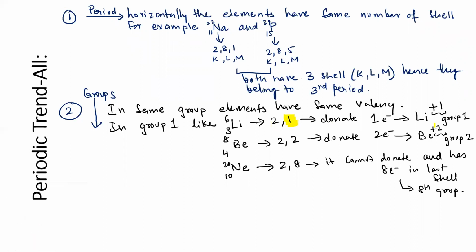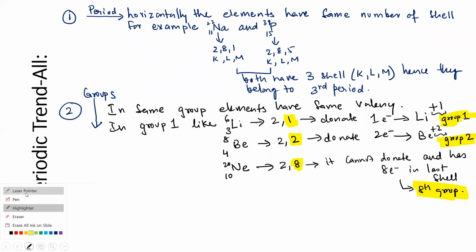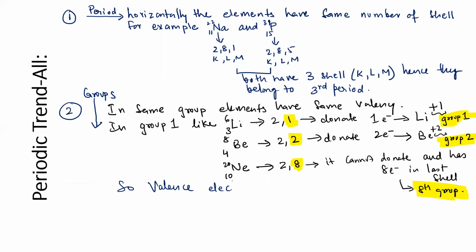This number 1 means group 1. Okay. Then 2 means group 2. Then 8 means group 8, like that. So your valence electron decides the group. Okay, that's a very important thing for us to understand. We'll just highlight this so that you remember and don't forget this. Valence electron decides the group.